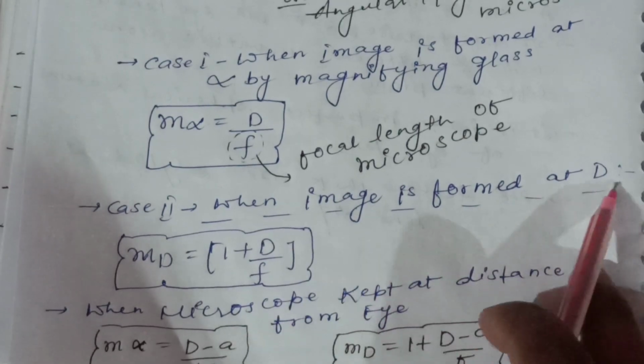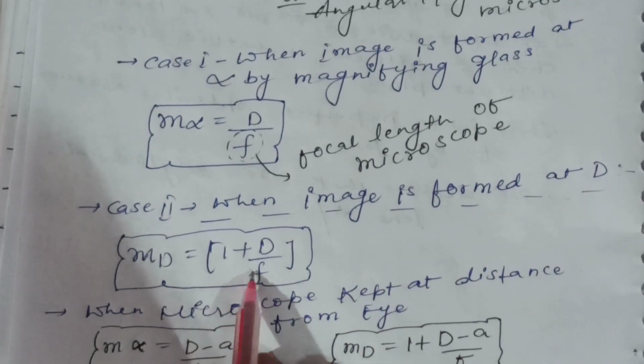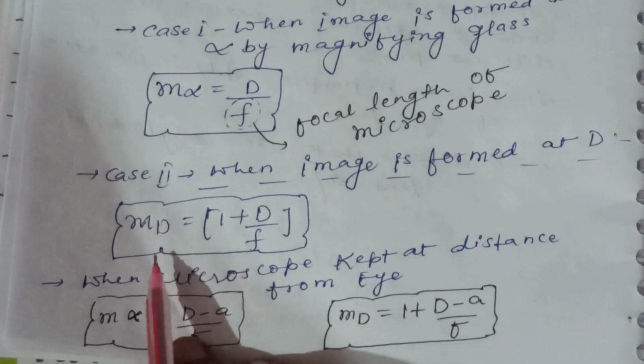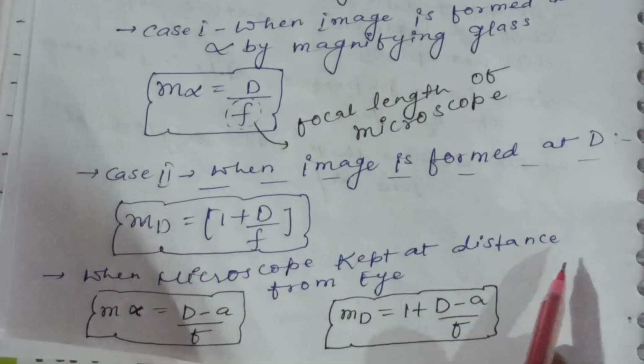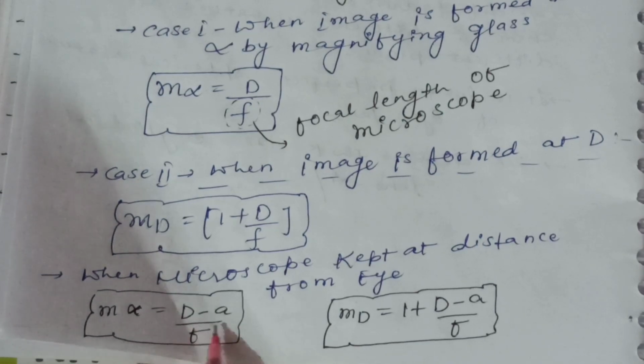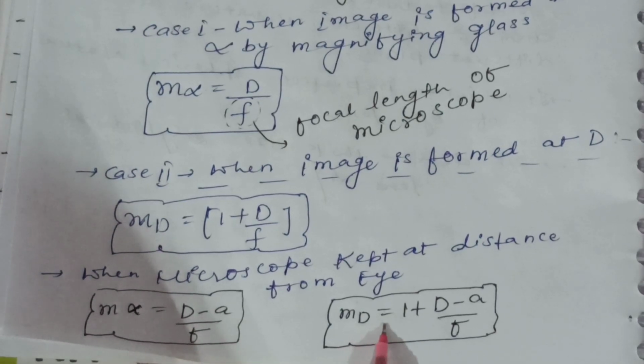When the image is formed at d, m d is equal to 1 plus d upon f. When the microscope is kept at a distance a from the eye, m infinity is equal to d minus a upon f, and m d is equal to 1 plus (d minus a) upon f.